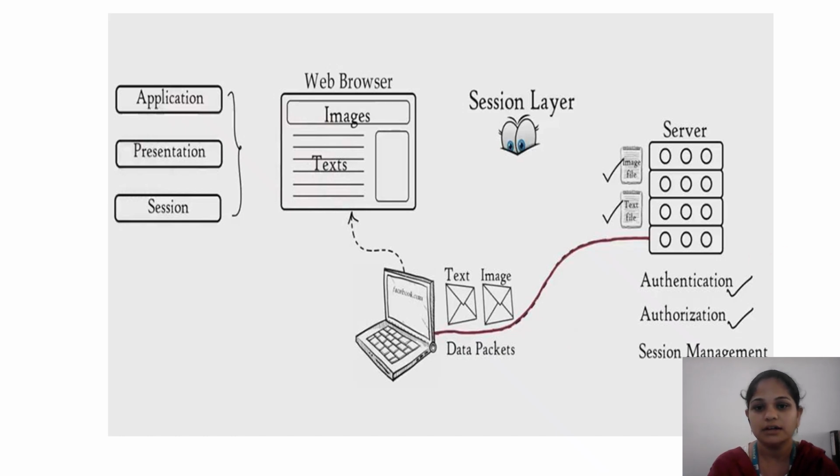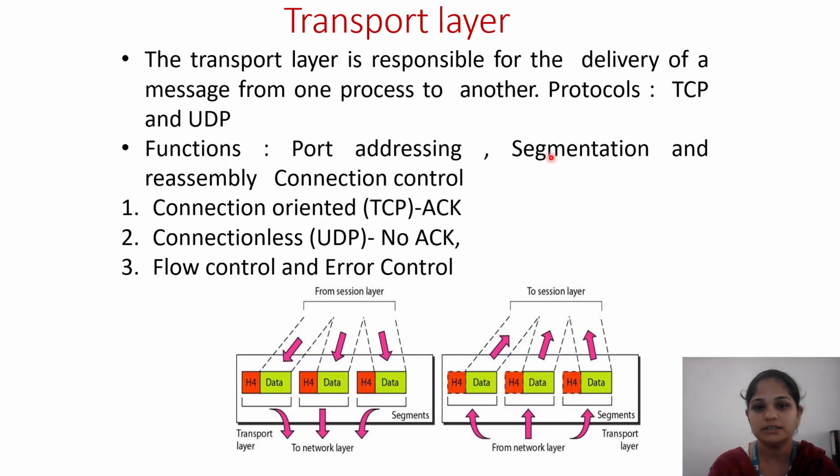The next will be the transport layer, which is responsible for the delivery of the message from one process to another. The protocols used here are TCP and UDP. TCP is the Transmission Control Protocol, and then the User Datagram Protocol. TCP is connection oriented, whereas UDP is connectionless.